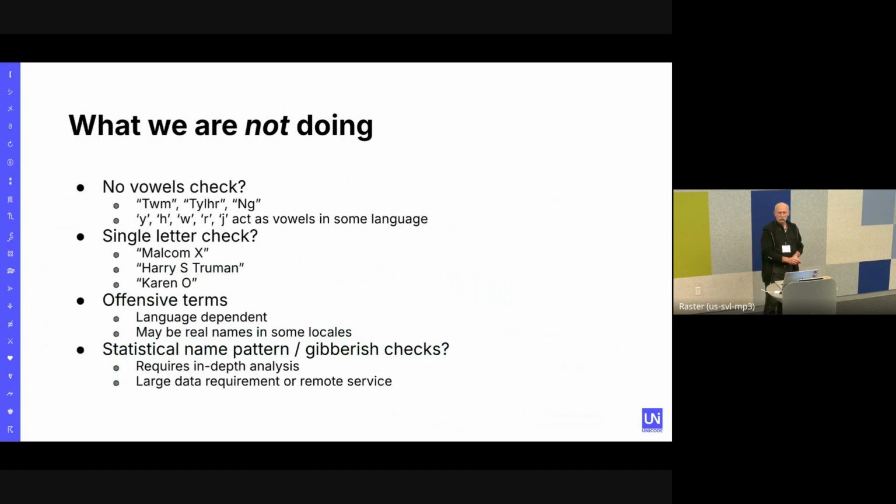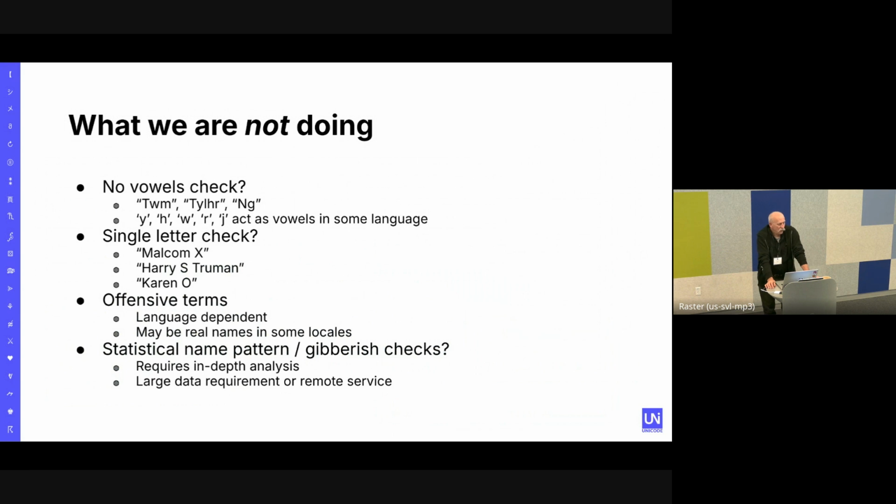So what we are not doing, we're not doing things like checking to see does the name have no vowels? One of the issues there is that depending on the language, there are languages where what in your language might be considered a consonant, but in their language is a vowel. For instance, that's Tum, Tyler, and Ing on the top. There's no Western vowels in those. Tum is a Welsh name. Tyler is something someone made up. It has the letter Y, which would be considered a vowel. Ing has no vowels, but is a common name.